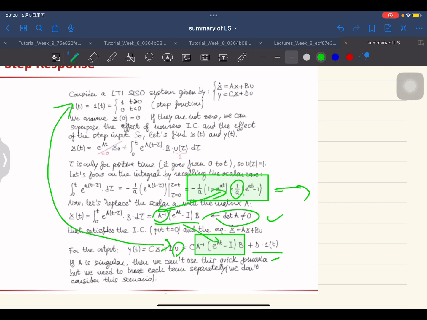If A is singular, then we can't use this quick formula, but we need to handle each case separately. We don't consider this scenario.